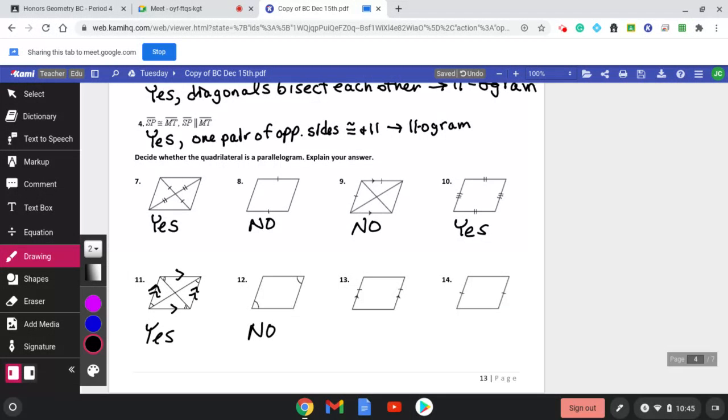Let's go 9. Audrey, back to you. Is that enough for a parallelogram? Yes. Yep, that's our special case. One pair of opposite sides parallel and congruent. And you guys are doing a nice job. Let's finish it off strong. Number 14 here. Enough information?